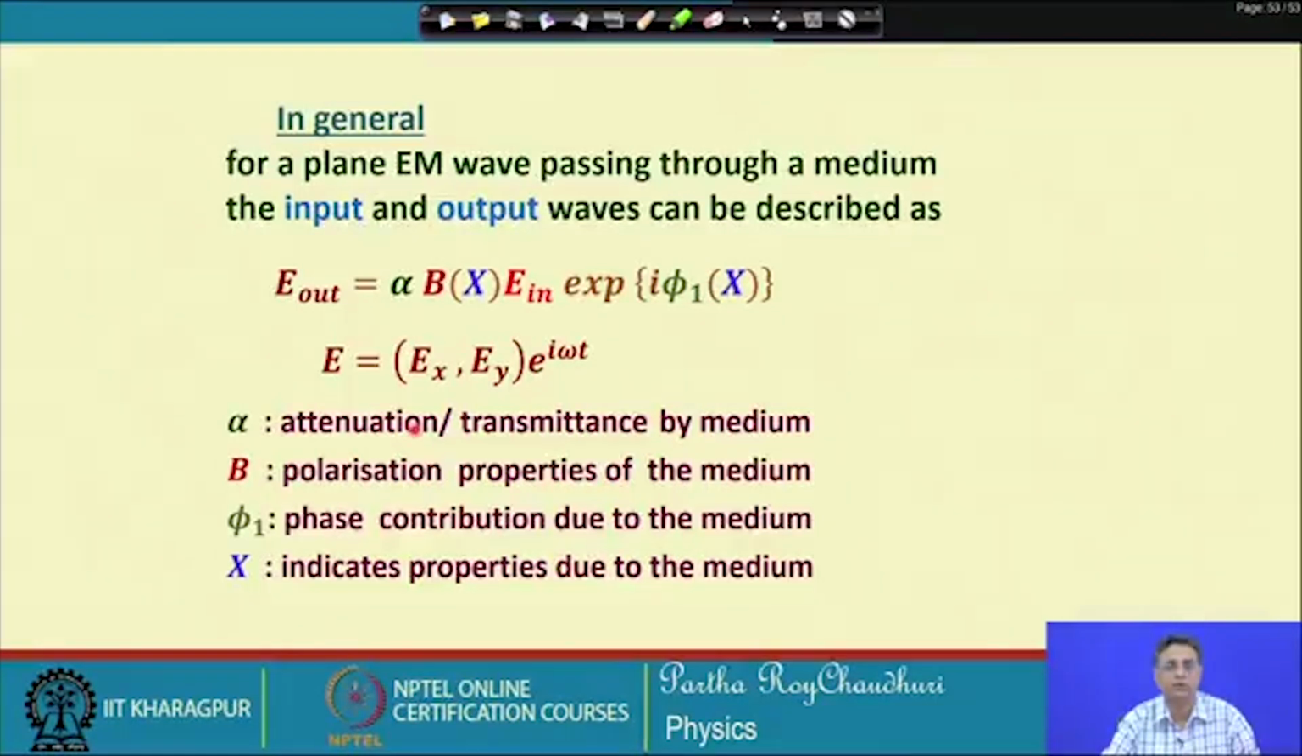So, alpha is the attenuation or it could be the transmittance by the medium, B is the polarization properties of the medium, and the phase contribution due to the medium is described by phi 1. Here x indicates the properties which are related to the medium. So, there would be some sort of influence of the medium which will appear in this plane wave equation in the form of the polarization, the phase, the amplitude.